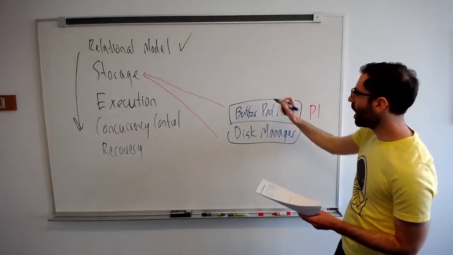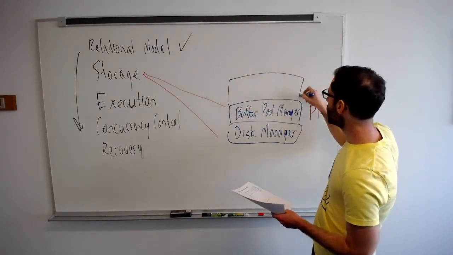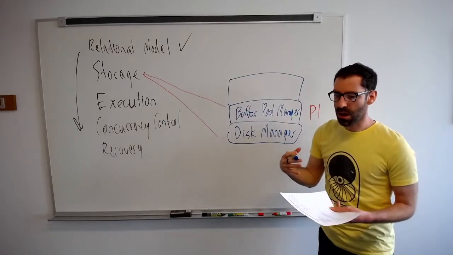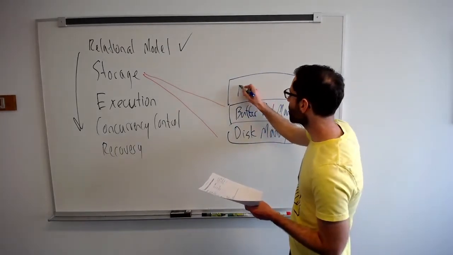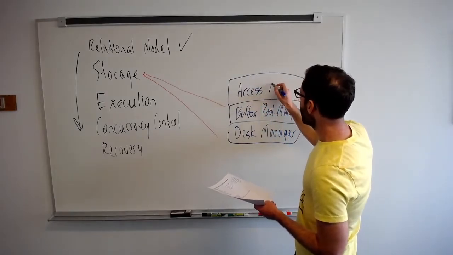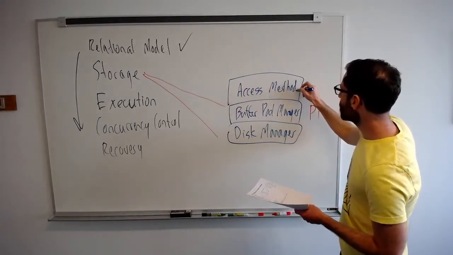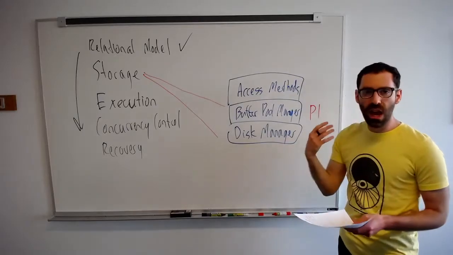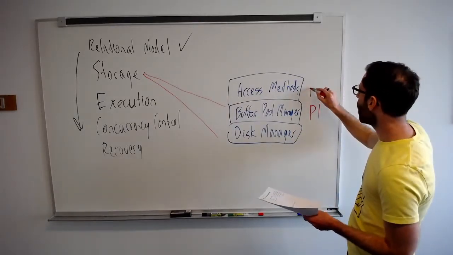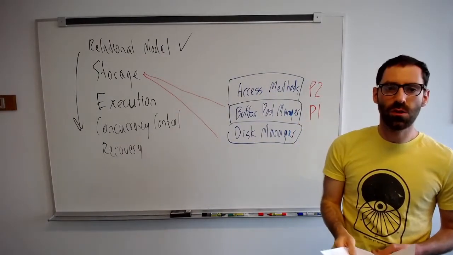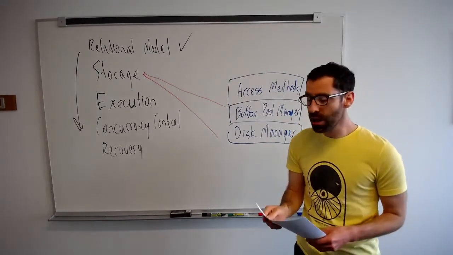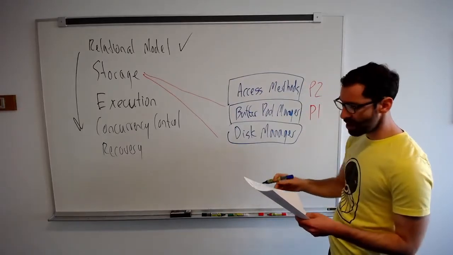Next, we have how data is arranged and structured for efficient access. So this is an access methods piece, and this will be our Project 2. You'll be implementing a very widely used data structure called a B+ tree in the BusTub system.